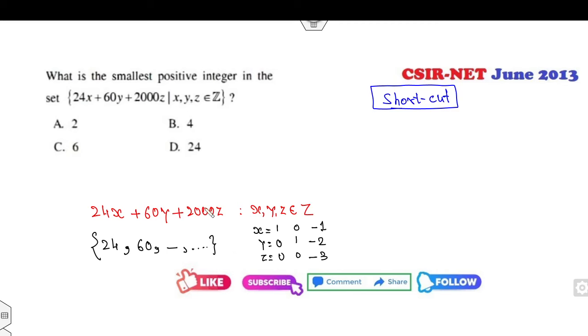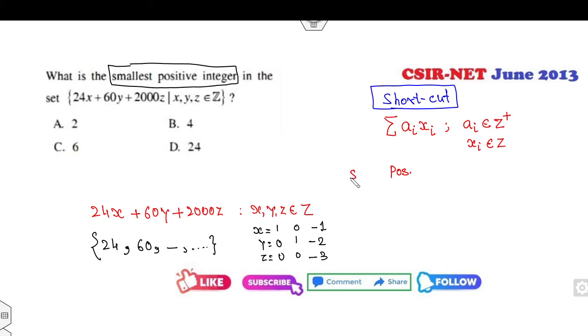Fine. So out of these numbers, what will be the smallest positive integer? So I will tell you the shortcut trick first. Whenever you have a series like sum of AiXi, where Ai and Xi are integers, in the same form I can write 24 as A1, 60 as A2 and so on. Then the smallest positive number is the GCD of the Ai. That's a simple shortcut tip for you. The smallest number will be the GCD of the Ai.